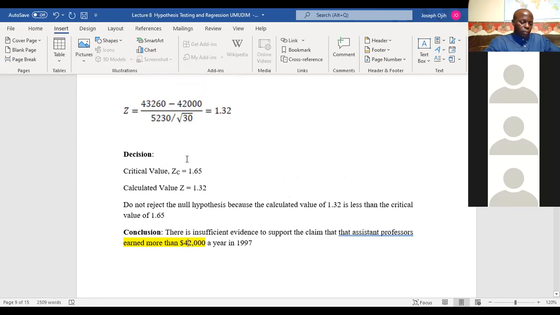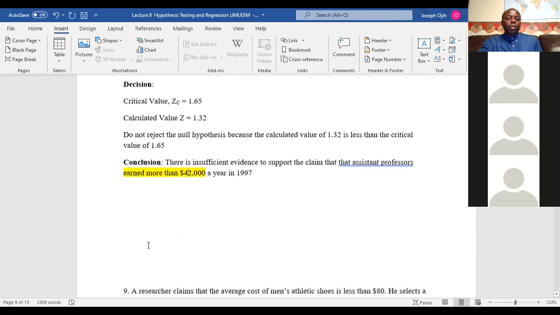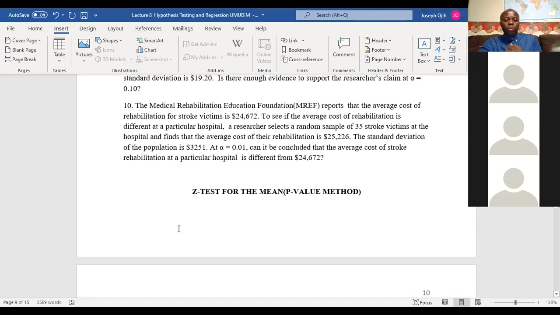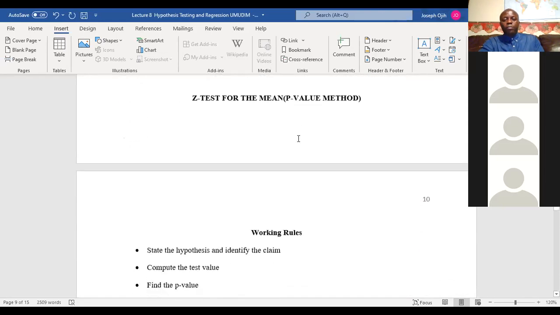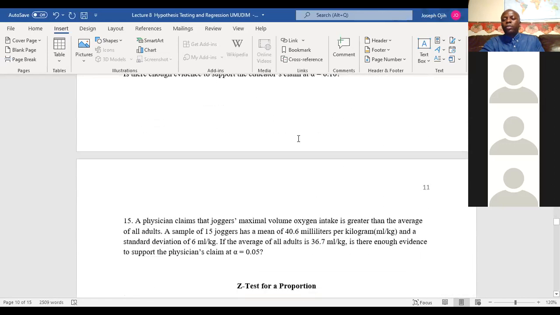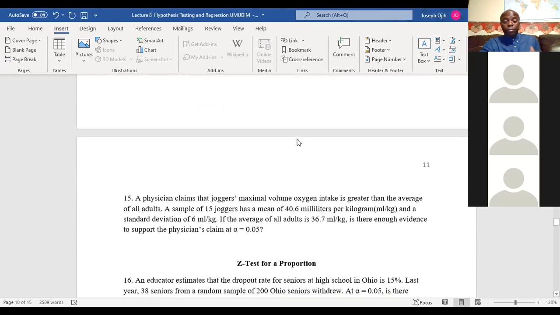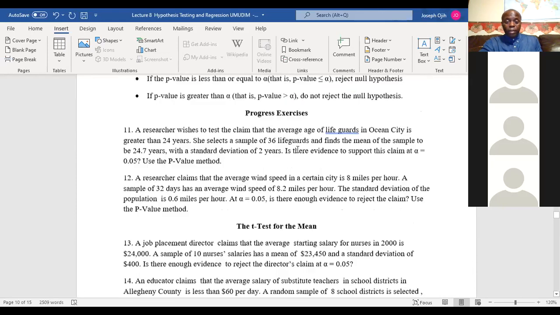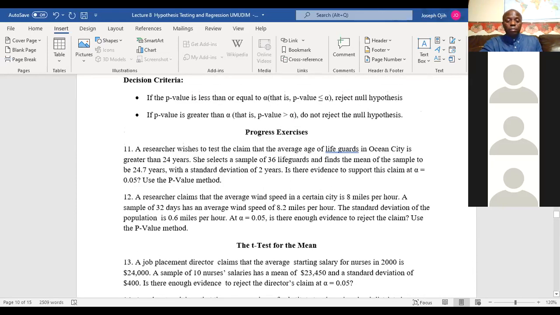Any questions for me? No questions. All right. Tomorrow we begin. I will do an example for the p-value method, and then we do an example for when the sample size is small, and then the following day we go to correlation and regression. Now let me take your attendance and then we can leave for today.